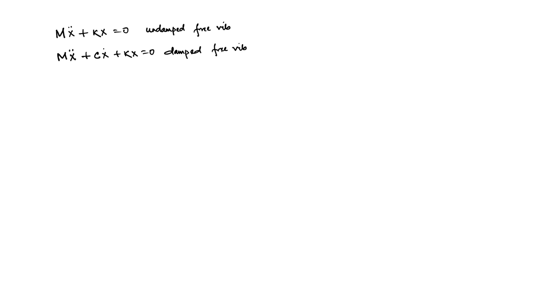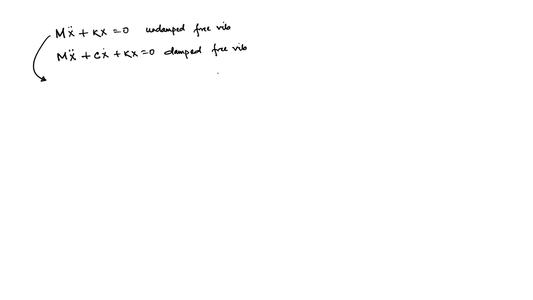Now, for that, again we consider the governing equation m x double dot plus k x is equal to 0. So, that is the undamped free vibration. In fact, we derive the damped free vibration also. For that the equation will be m x double dot plus c x dot plus k x is equal to 0. So, that is damped free vibration. Now, let us first consider the first equation, the undamped free vibration. Let us see how we can decouple this equation and then find out the solution.